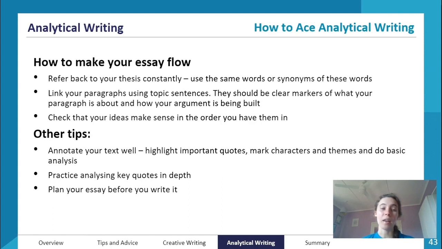Okay, so how to make your essay flow. Refer back to your thesis constantly. Use the same words or synonyms of those words. Link your paragraphs using topic sentences. They should be clear markers of what your paragraph is about and how your argument is being built. And check that your ideas make sense in the order you have them in. So it's all very well saying that you need to link your paragraphs together, but in order to do that well, you've got to have chosen an effective order for your points to begin with.